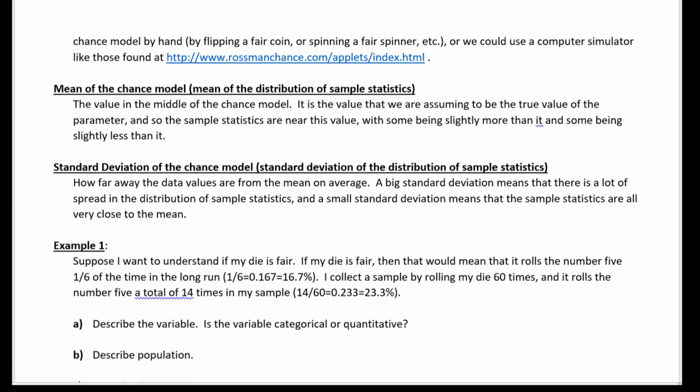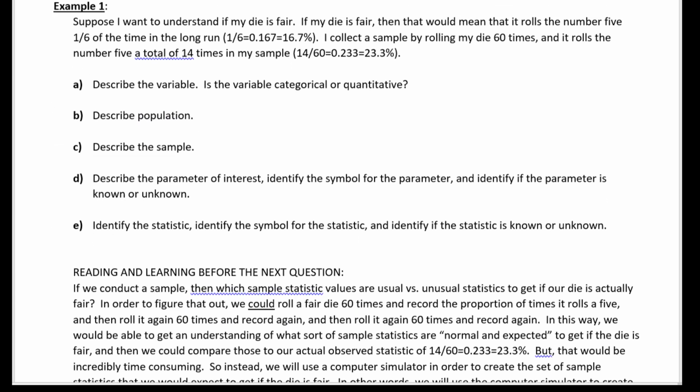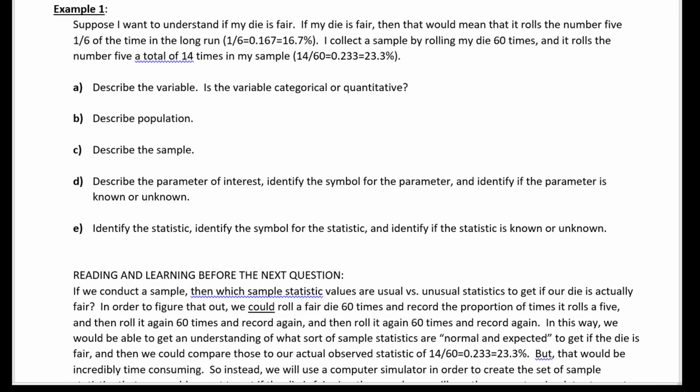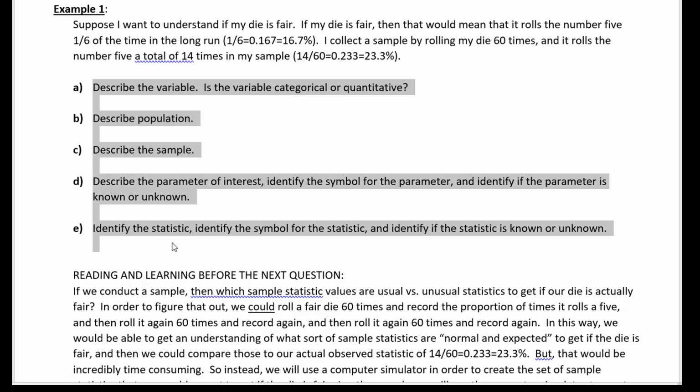Instead of reading through those, we're going to jump straight to example 1, and we're going to hit on each of those vocabulary items as we go through example 1. This video will go through parts A, B, C, D, E to identify the meaning of the vocab words, and the next video will get actually into the simulator and creating a chance model and making a conclusion.